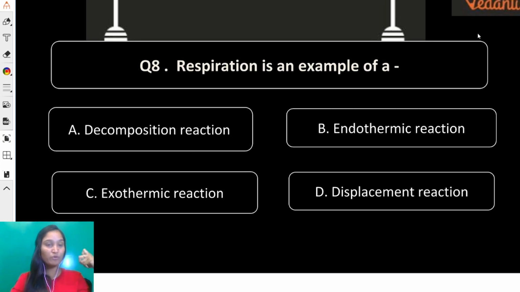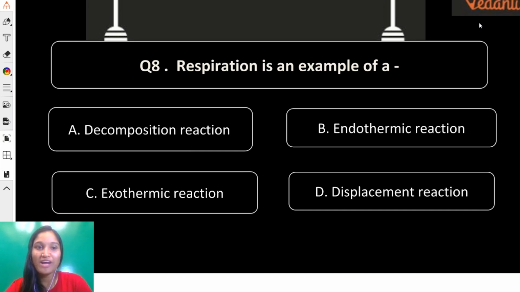Respiration is of two types if you have studied in bio. One is cellular respiration, the other one is gaseous exchange, right? So when they ask you about respiration, consider both, and it's an example of an exothermic reaction because it releases energy, right guys? And those who are asking me what exothermic is, exothermic is the release of heat. It is nothing but release of heat.